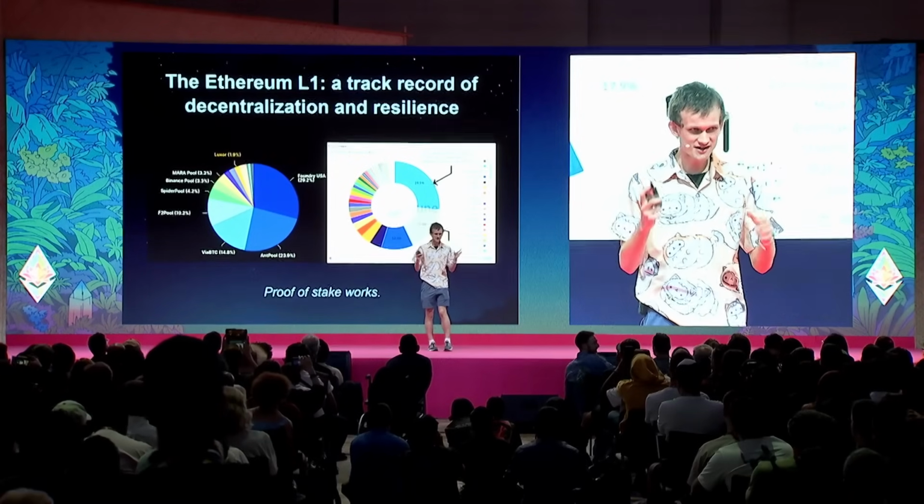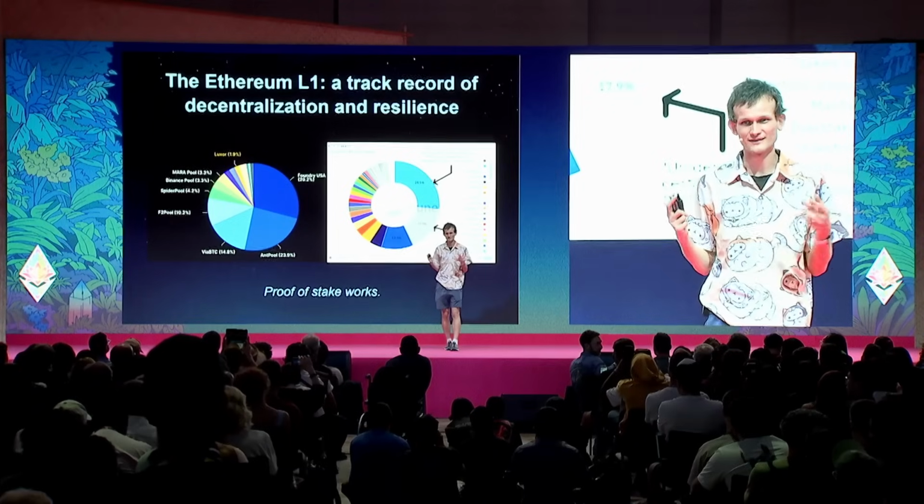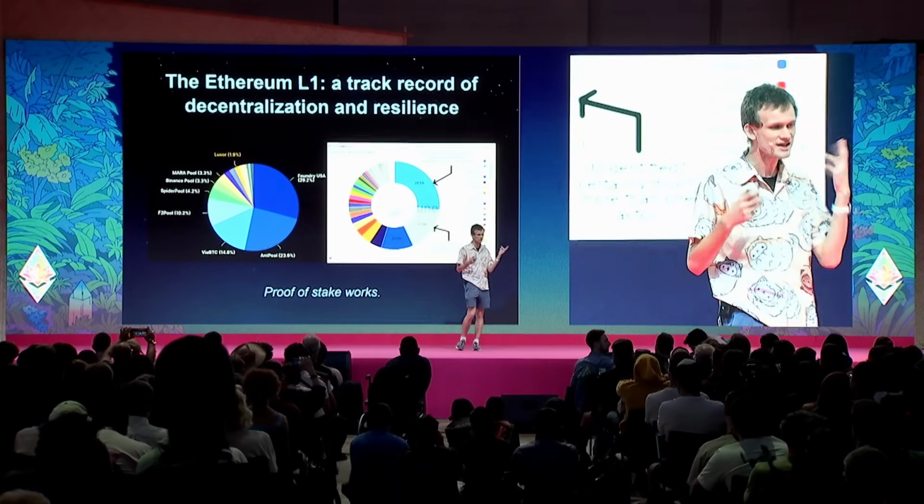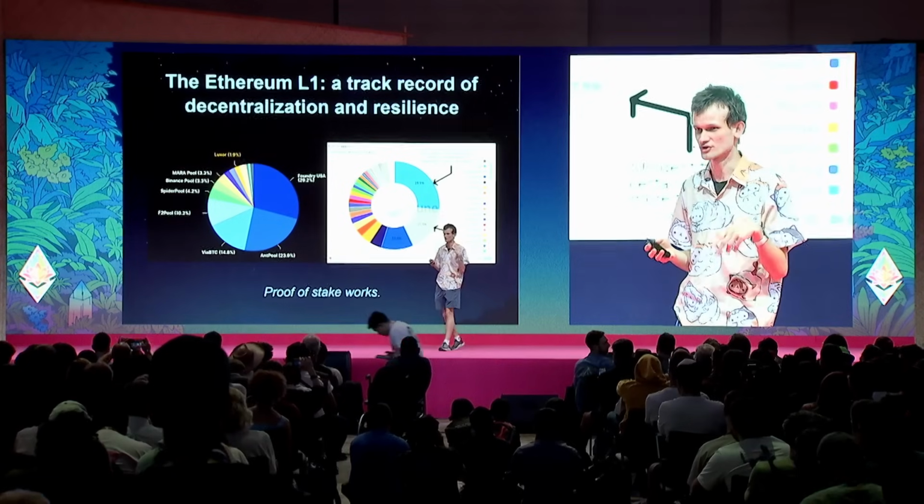So what is the L1? It's a chain. It runs proof of stake. It isn't afraid of anything. So what does this mean? Ethereum layer 1 is a chain that has existed altogether for more than 9 years now, and it has existed in its current proof of stake form for a little bit over 2 years.